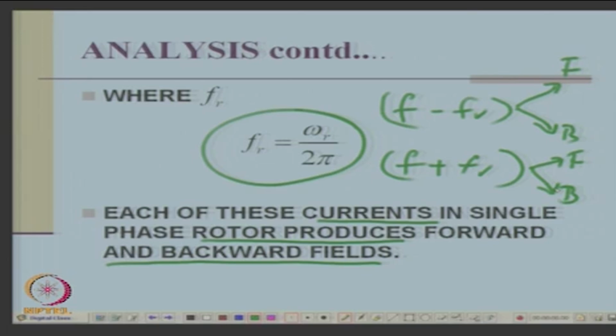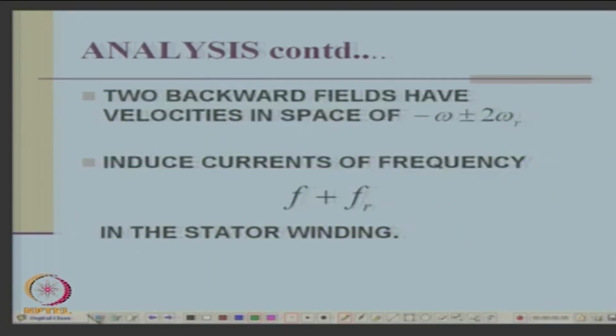Because the rotor is unbalanced, the rotor is only single phase, it will give a forward field and a backward field. So the two backward fields have in space minus omega plus or minus 2 omega r, and they will induce currents of frequency f plus fr in the stator winding. Those fields will also induce another current in the stator winding. I am just trying to show the chain reactions which will be there. So the frequency f plus fr current will be there in the stator winding.